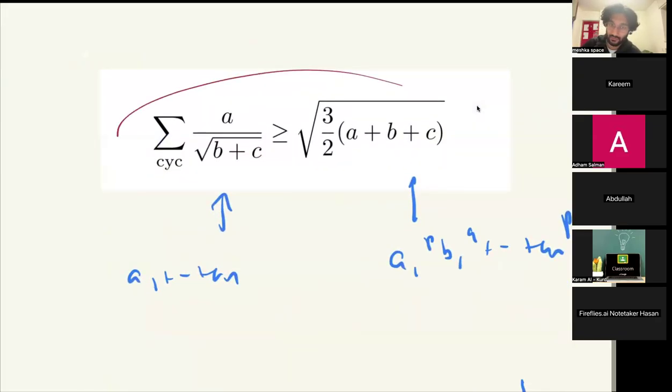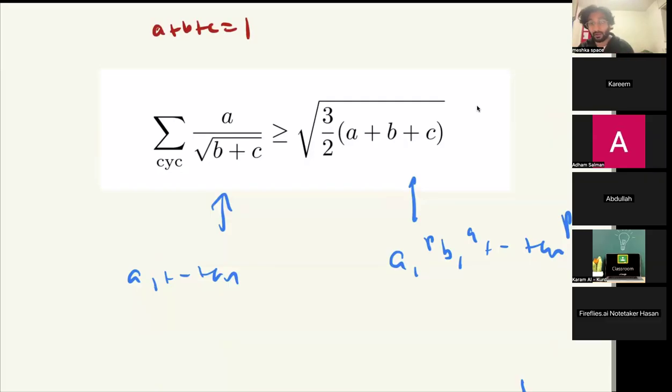So the point is you want to solve this inequality with Jensen. The trick is to dehomogenize. So we say A plus B plus C equals 1. And we can do this because it's homogeneous. When you scale A, B, and C by the same amount, both sides scale by the same amount. So you can put an assumption like this, and it's okay.